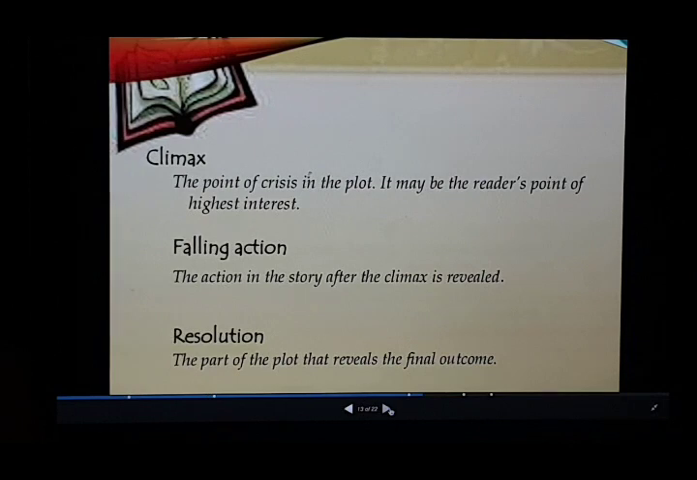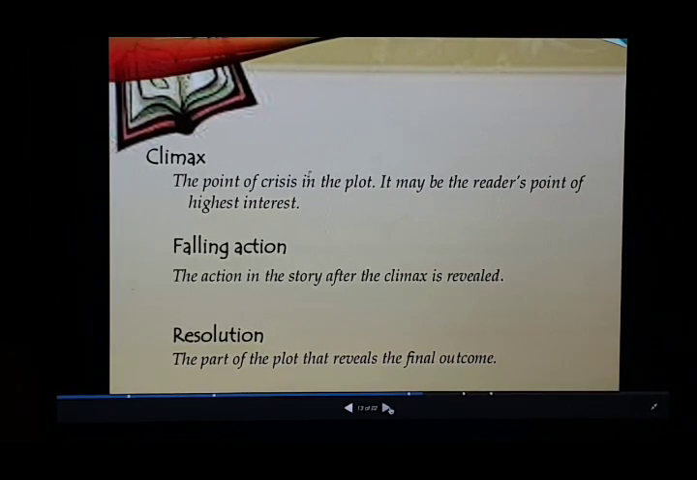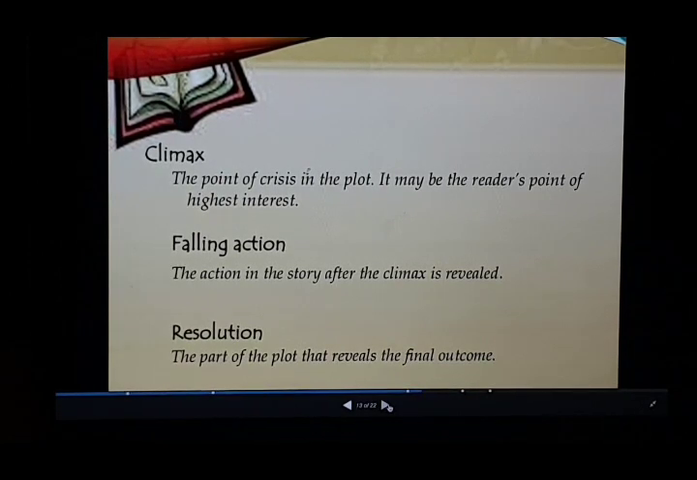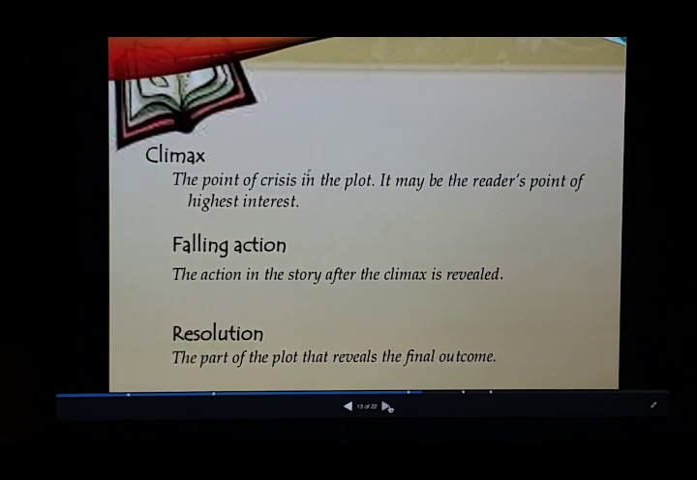So falling action is the action in the story after the climax is revealed. So we know about the climax, and the action has begun on how to deal with that climax, and resolution is the solution when that climax is solved, the part of the plot that reveals the final outcome.